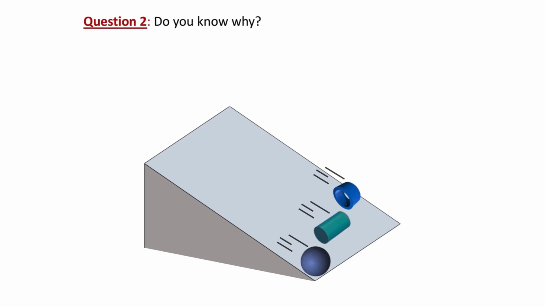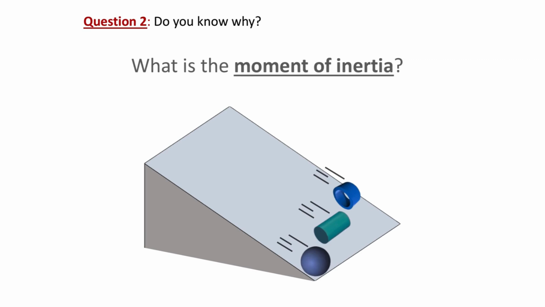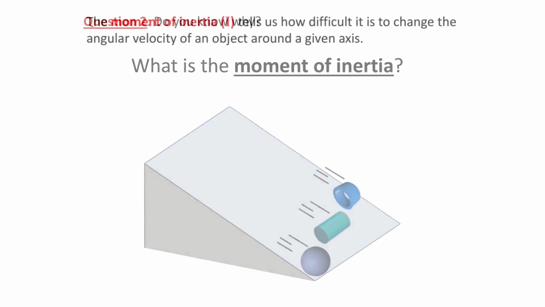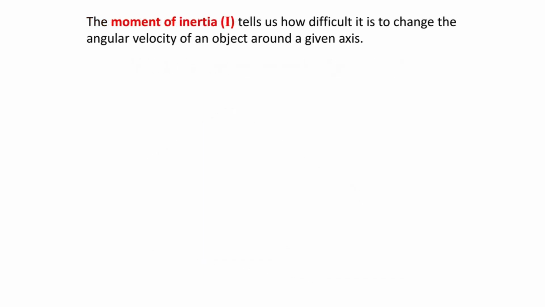But the question is, why is that? Do you know why? To answer this question, we should know about moment of inertia. So what is the moment of inertia then? The moment of inertia tells us how difficult it is to change the angular velocity of an object around a given axis.